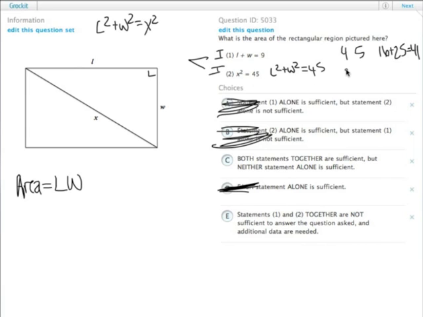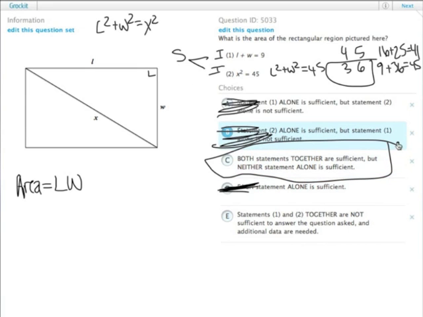Let's try our next pair of numbers that equal 9: 3 and 6. 3 squared is 9. 6 squared is 36. 36 and 9 equals 45. So our sides are 3 and 6 respectively. Between the two, the statements are sufficient. So choice C is the correct answer.